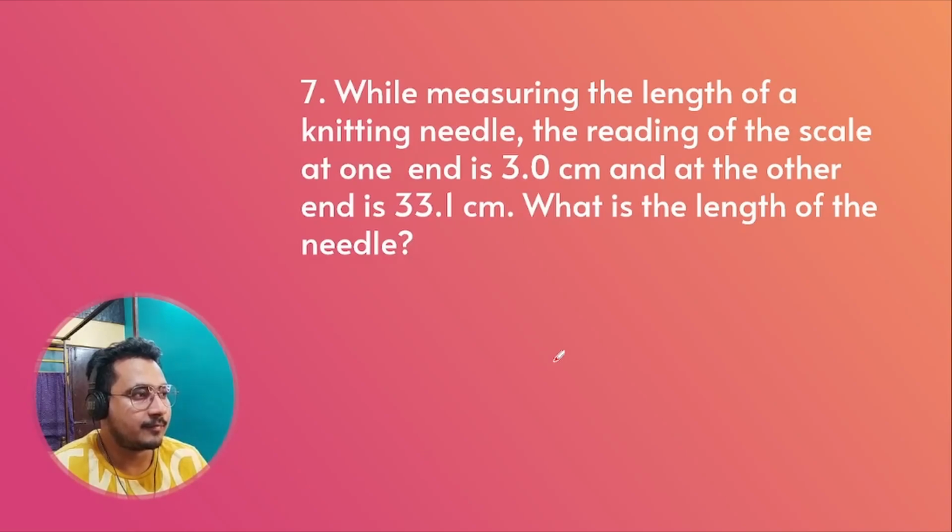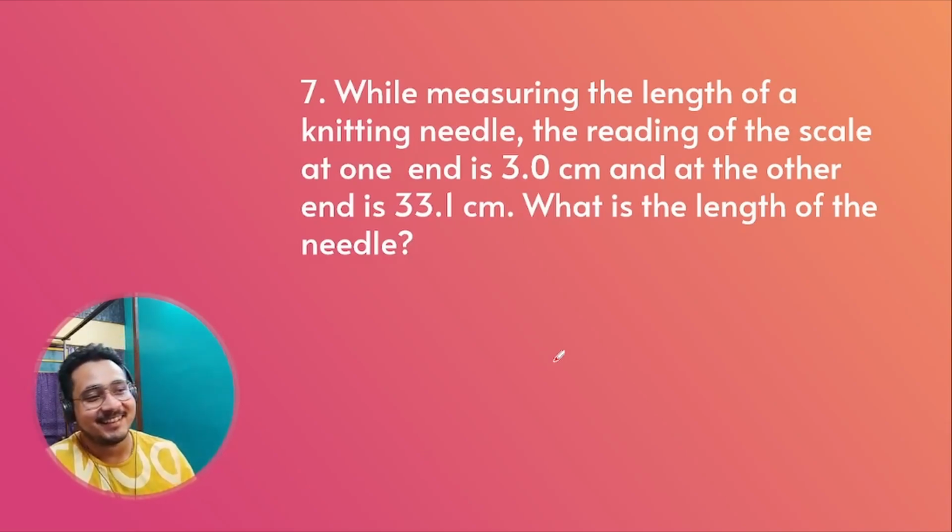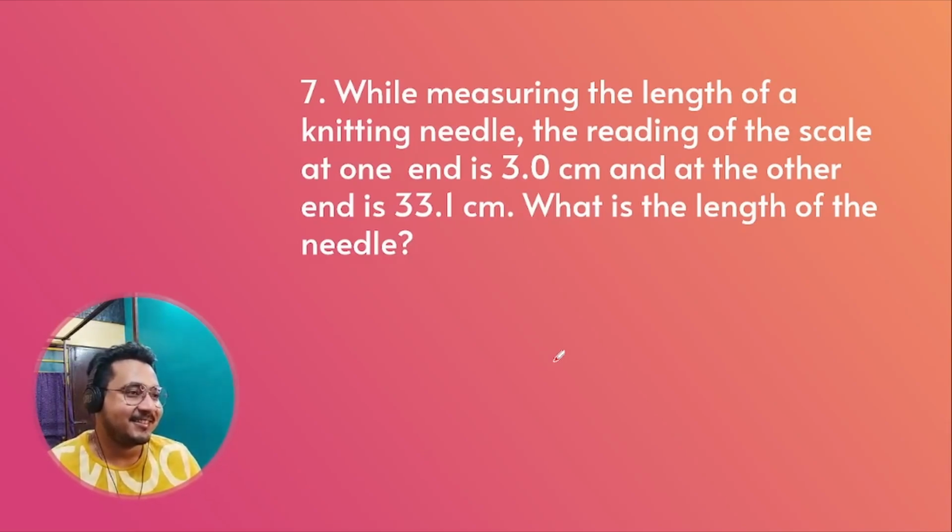The answer is 1. How did you get one? Oh no, sorry. 30.1. You should be getting 30.1. Let's look at the answer: 33.1 minus 3.0 centimeter equals 30.1 centimeter.